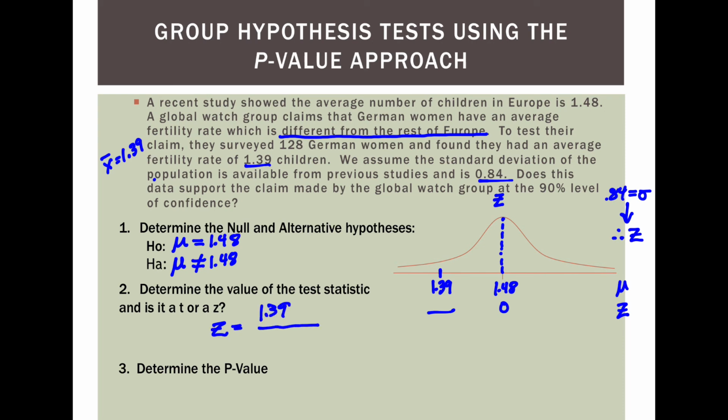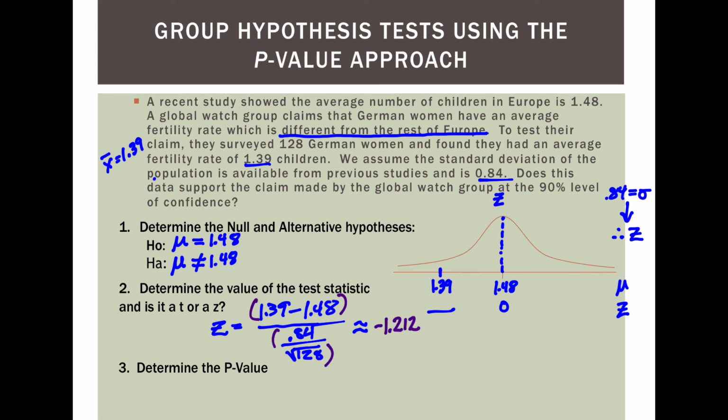So 1.38 minus 1.48 divided by the standard deviation, which is 0.84, over the square root of my sample size, which was 128. In general, remember that for a larger sample, we can expect to have less deviation. So even a small deviation can actually produce a fairly large z. Let's go ahead and calculate this out. Remember to put your top part in parentheses and your bottom part in parentheses as well. We should get negative 1.212. So negative 1.212 is the number of deviations. I'm just a little more than one standard deviation to the left.